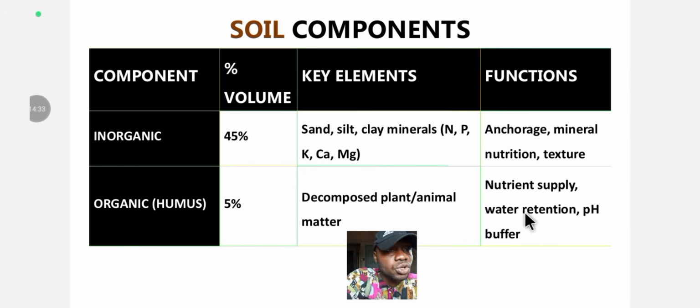Okay, and what is the function? Nutrient supply, and water retention, because it has a fine texture, small particles. Okay, and pH buffer. It helps the soil to resist slight changes in pH.